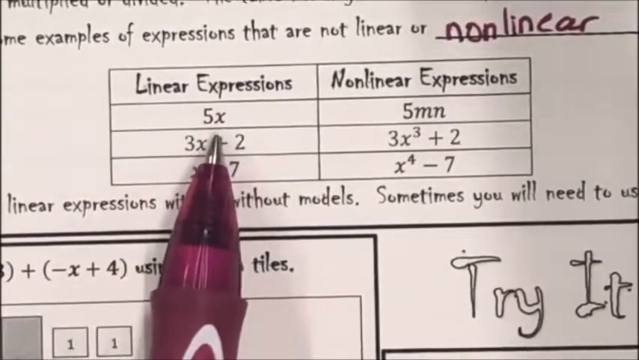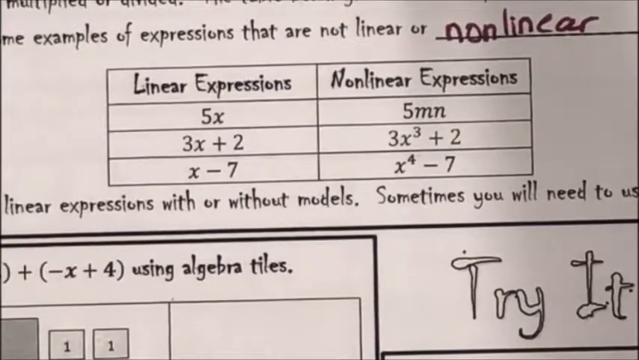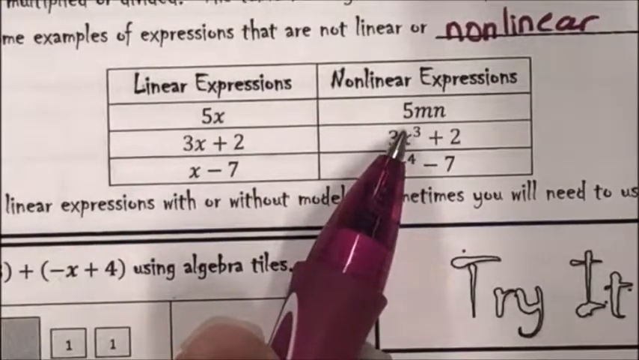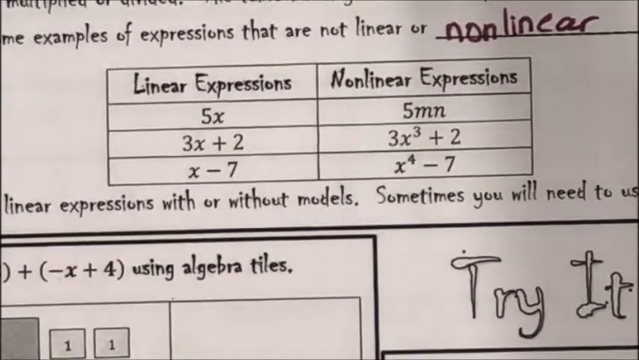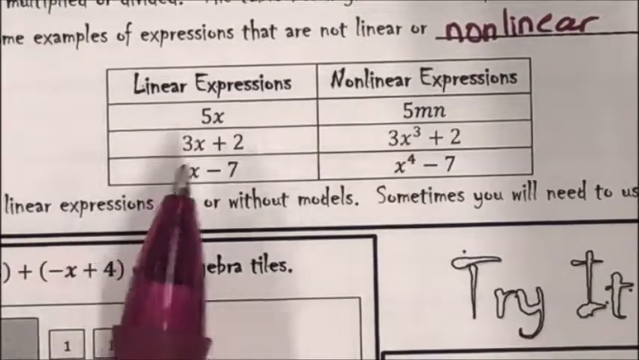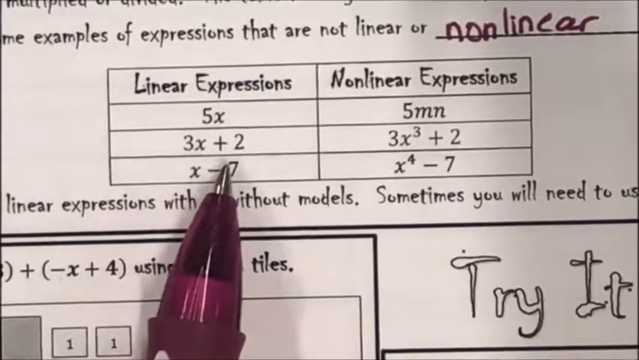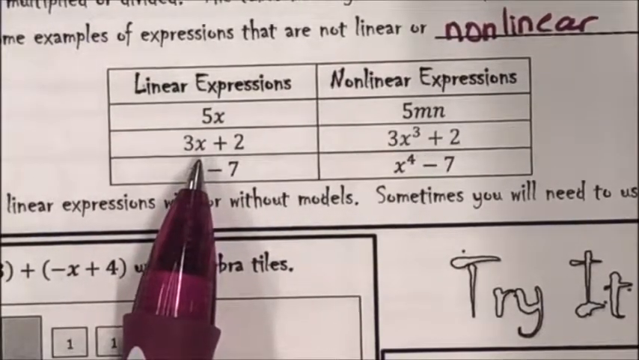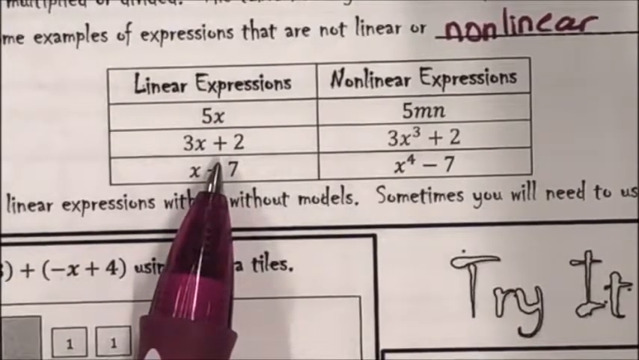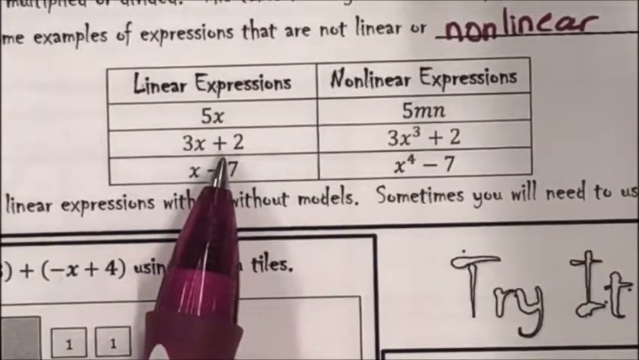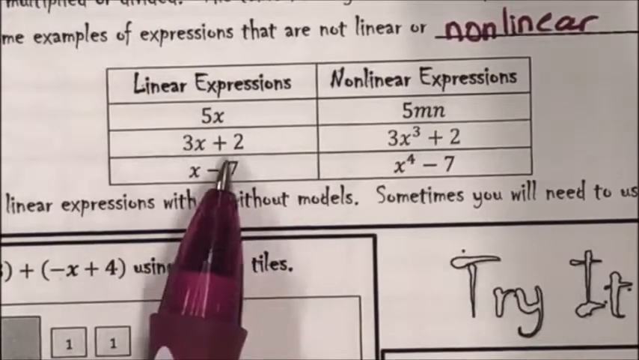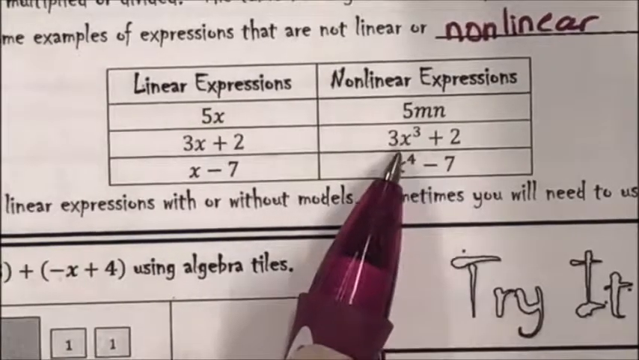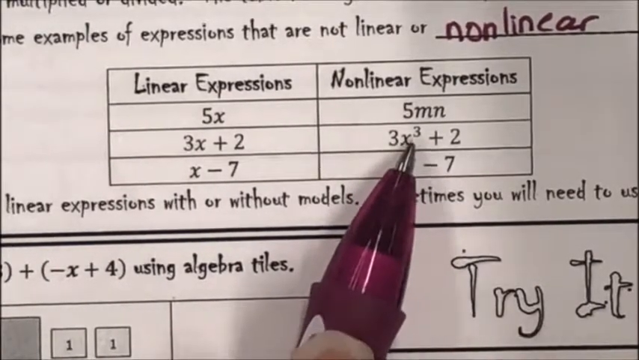A linear expression is 5x. 5mn, however, is not a linear expression because I'm multiplying two variables together. Another example of a linear expression is 3x plus 2. Notice that I have 3 times x, which is fine because there's only one variable. I have a plus sign, which is fine because I'm not multiplying or dividing anything, and 2. So this is a linear expression. 3x cubed plus 2 is not a linear expression because x cubed is raised to a power.